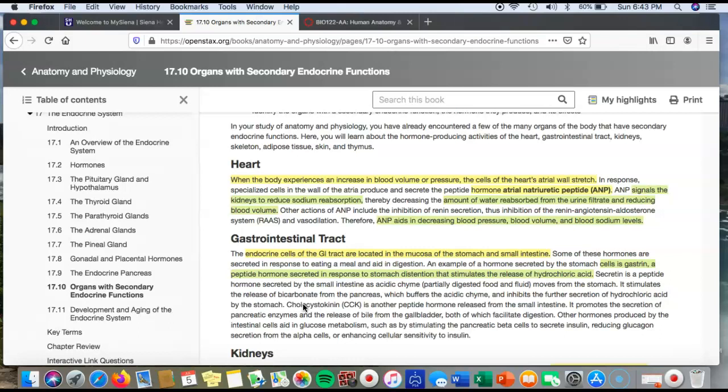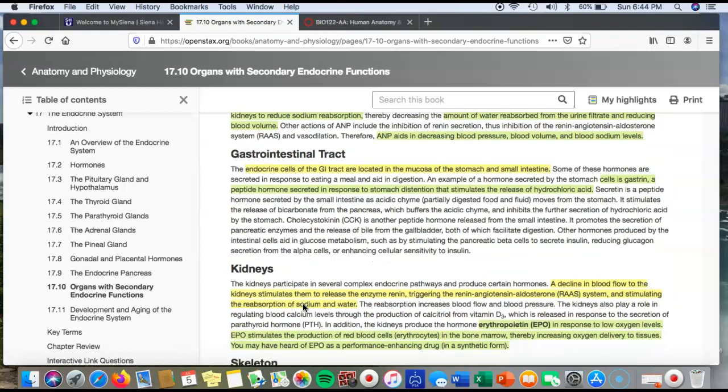It does other things too, which include the inhibition of renin, which we're going to learn about in a few sections down, which will inhibit the renin angiotensin aldosterone system, or RAAS, or RAS, and vasodilation. So therefore, ANP can decrease blood pressure, decrease blood volume, and decrease blood sodium levels.